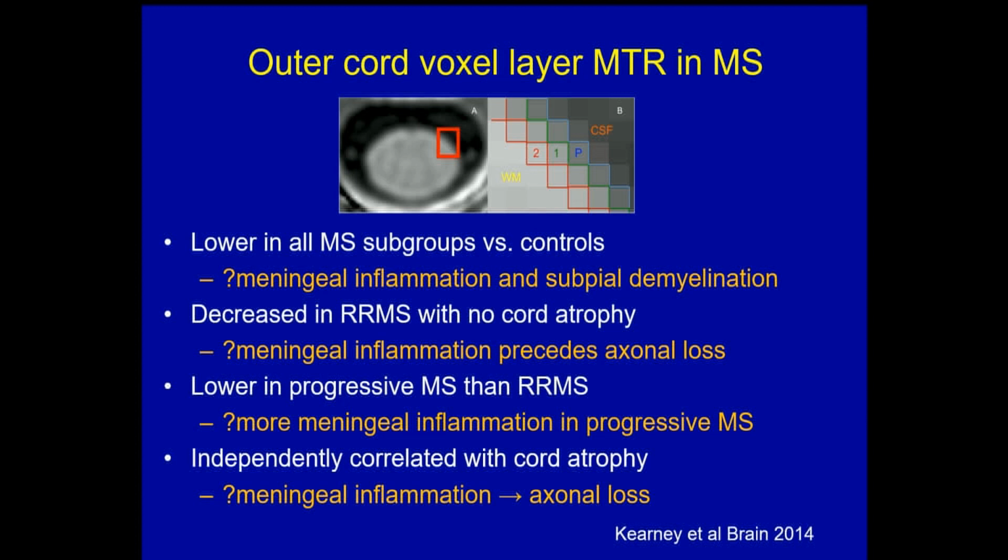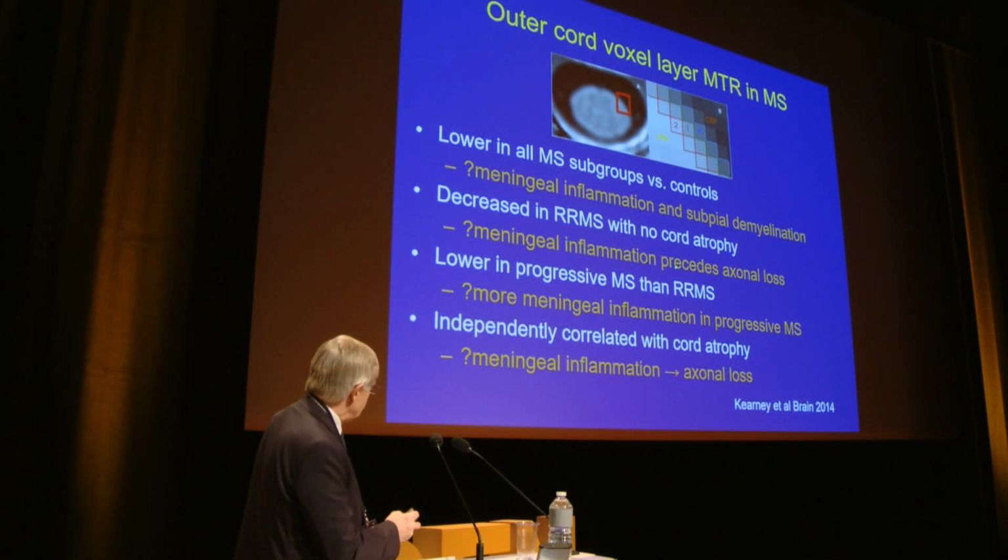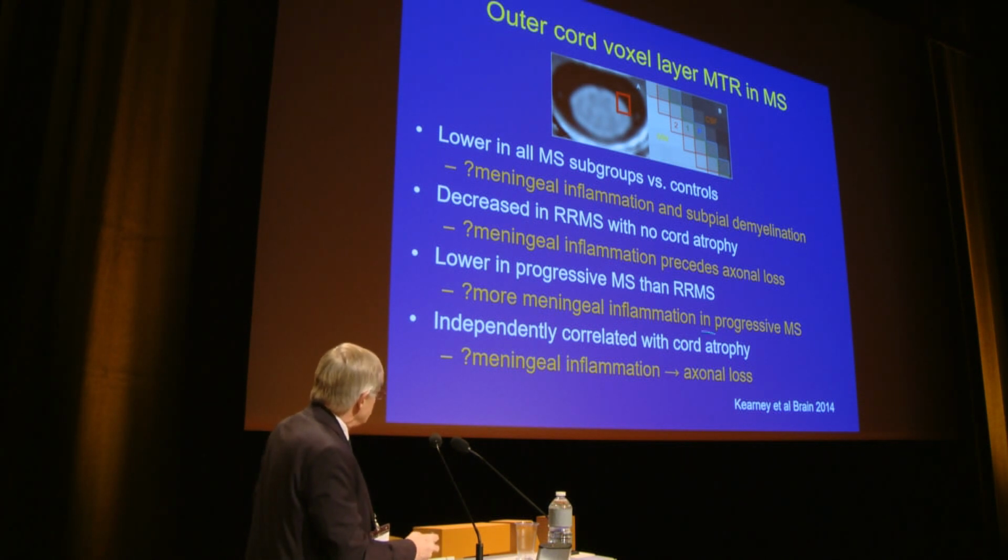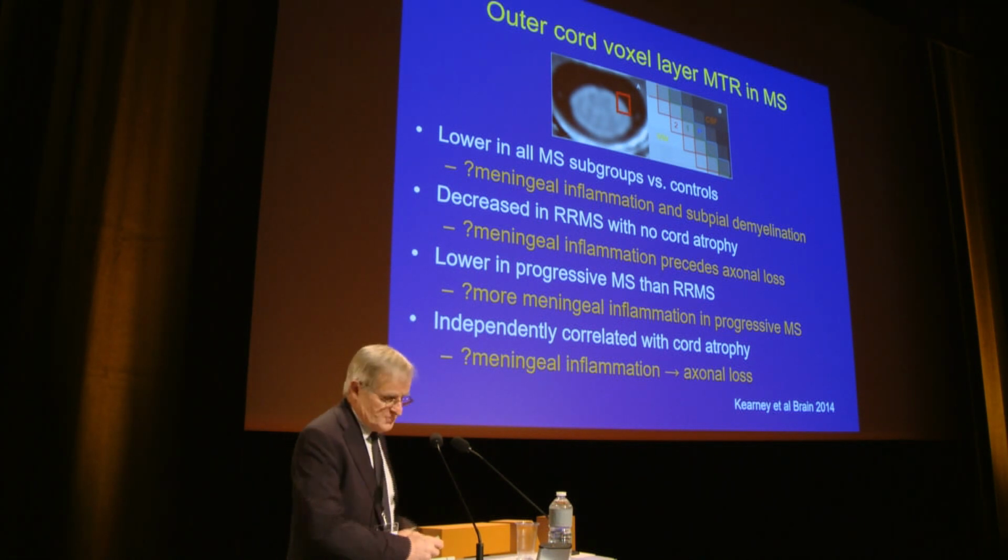We could just hypothesize, and these are only hypotheses, that meningeal inflammation may precede axonal loss. He found a lower outer cortical cord MTR in progressive than relapsing remitting MS. One might hypothesize that more meningeal inflammation is occurring in progressive disease. And he found an independent correlation of the extent of outer voxel MTR abnormality with cord atrophy, suggesting that there could be a direct relationship between inflammation leading to axonal loss.